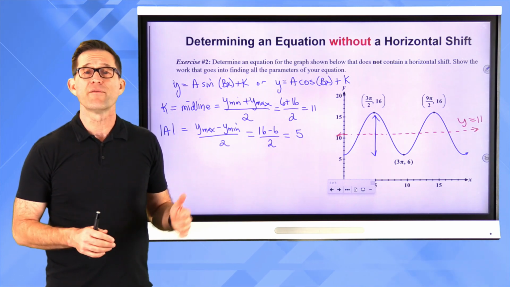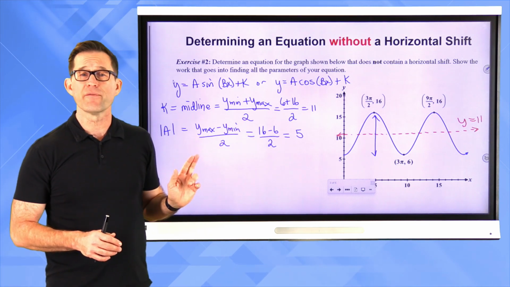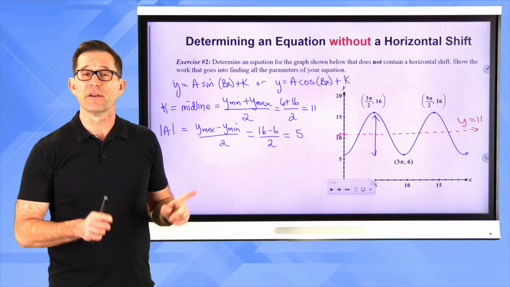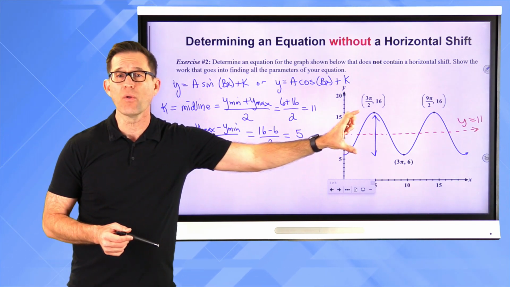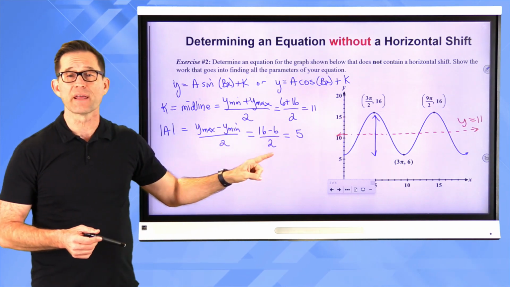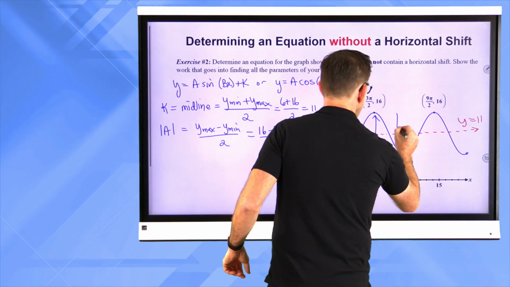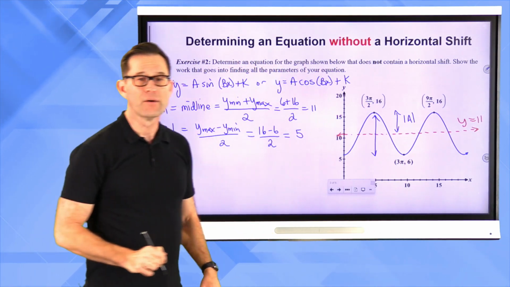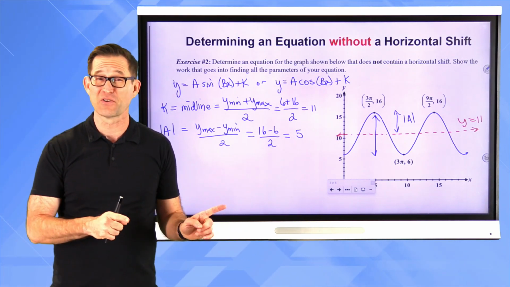But the standard way of finding the midline is by averaging the max and the min. The standard way of finding the amplitude, the absolute value of a, is by doing the maximum y value minus the minimum y value, giving you this total vertical distance, and then dividing it by 2 to give you just this. And again, just to be very clear, this is a, or absolute value of a. A and absolute value of a are slightly different, especially in this problem.